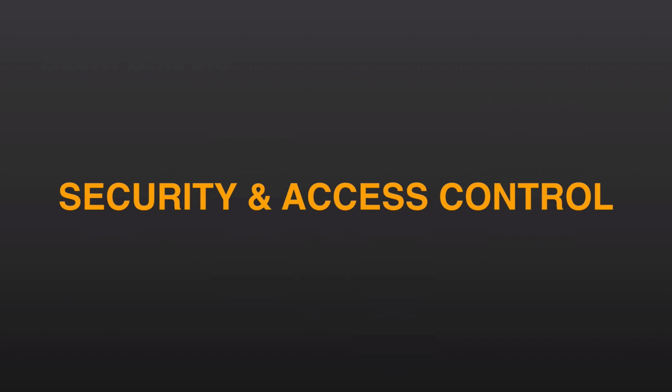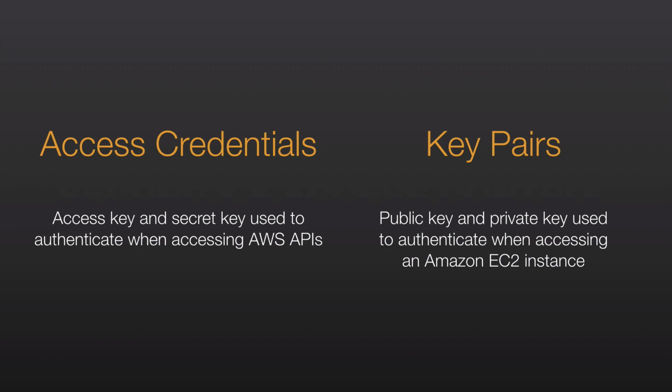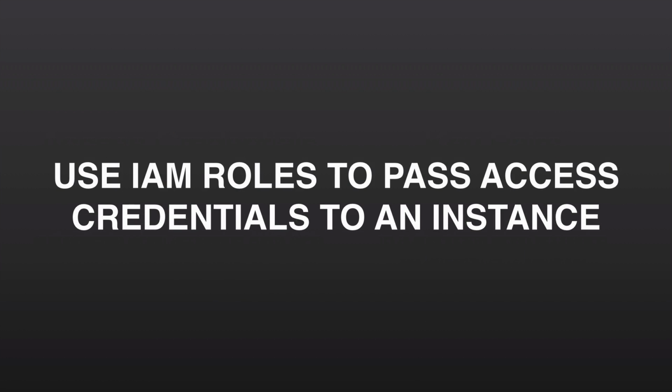Security and access control, two components here. Access credentials, these are the API credentials, the access and secret key that you use when accessing AWS APIs. Then there are key pairs, public and private keys used to authenticate when accessing EC2 instances via SSH on the Linux platform, or for decryption of administrator passwords on the Windows platform. You can also use IAM roles to pass access credentials to an instance, enabling your instances to work directly with the AWS APIs without having to store credentials on the instances themselves, or worry about credential rotation.